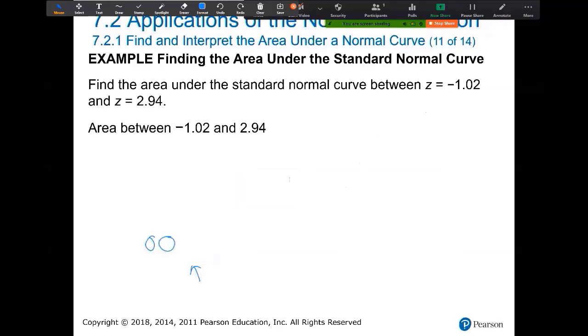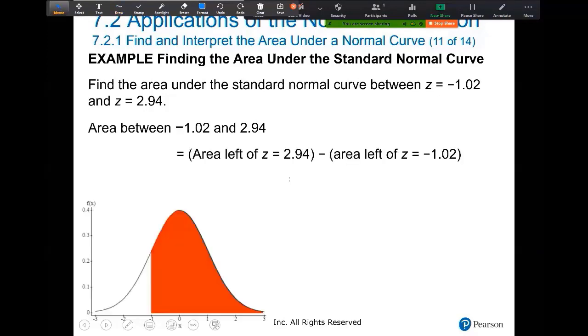Another problem. Let's find the area between. Find the area under the standard normal curve between negative 1.02 and 2.94. It's very easy. First of all, let's find these z-scores in the table. In the table, we need to find the area to the left of this value and the area to the left of that value. The 2.94 is located here, 2 standard deviations to the right. And negative 1.02 is located here.